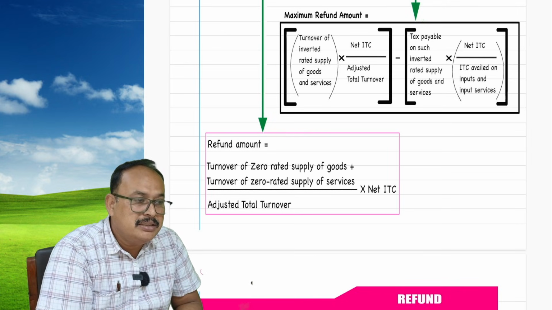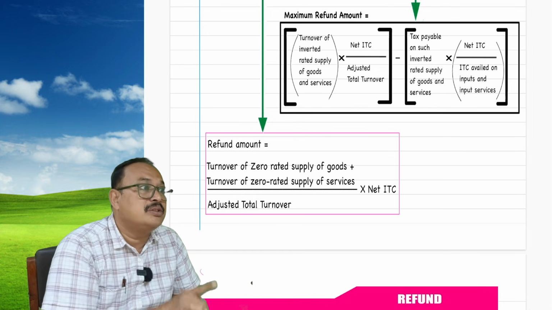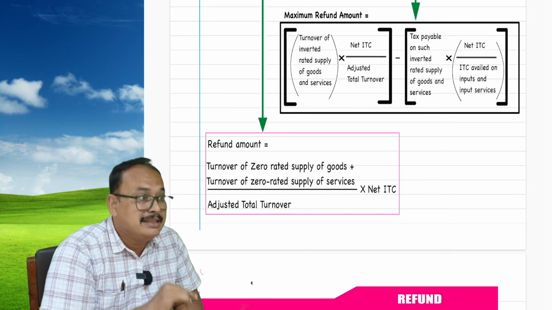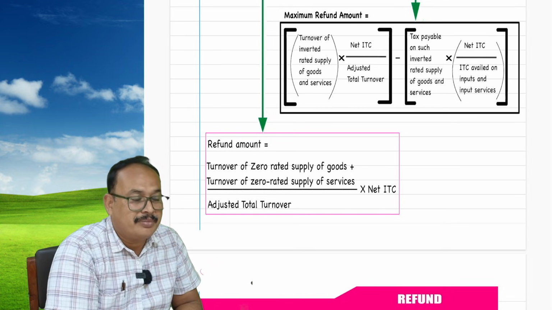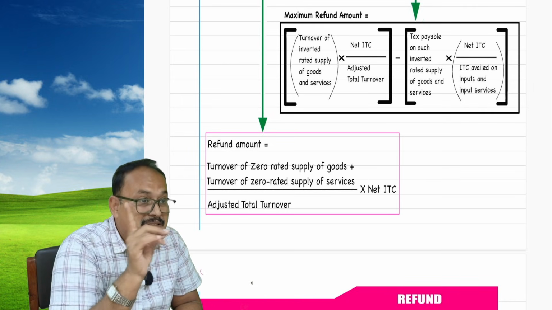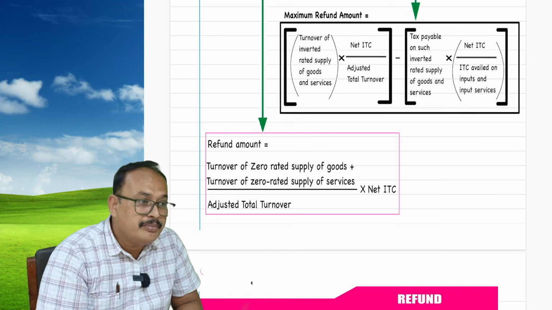Get my point, sir? Now, here exempted turnover should not be included in the total adjusted turnover. Exempt turnover should be eliminated. Is that clear, my dear? Opening balance credit, which is carried forward from the previous tax period, should not be considered for the formula. Is that clear?